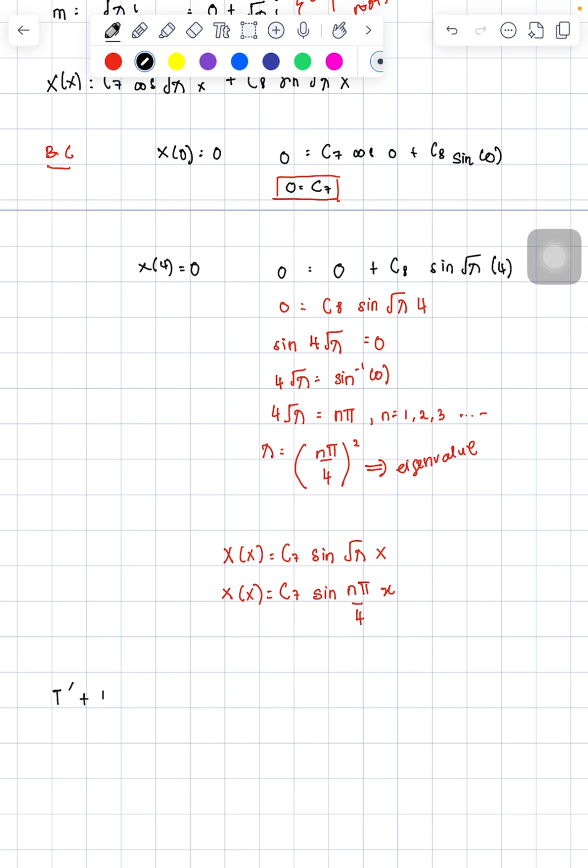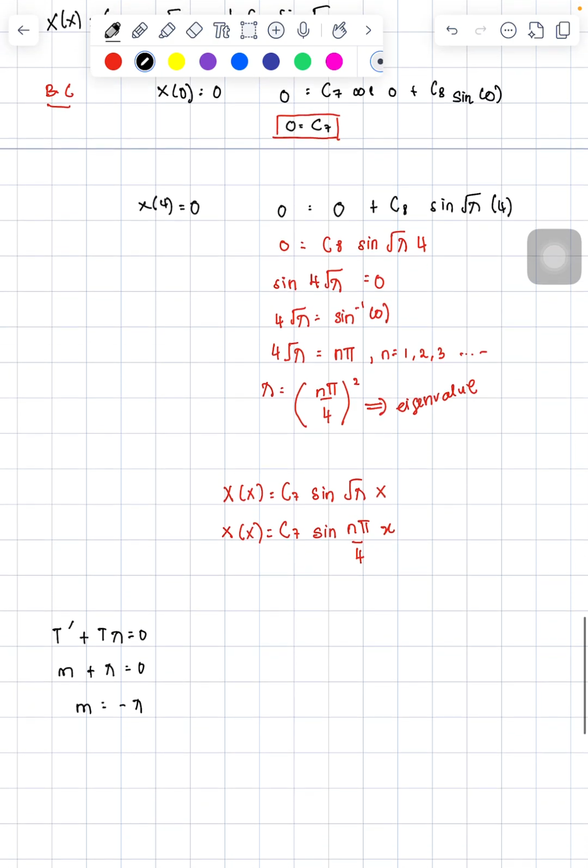So we have T prime plus T lambda equals 0. So our auxiliary equation becomes m plus lambda equals 0, so m equals negative lambda. Okay, so our general solution will become T(t) equals... sorry, this is not C7, this is C8 actually. So T(t) equals C9 e to the power of negative lambda t. Then we substitute negative lambda with n pi over 4 squared. So C9 e negative n pi over 4 squared t.